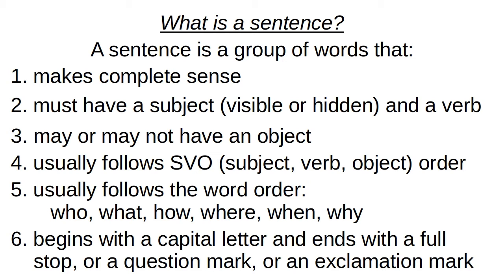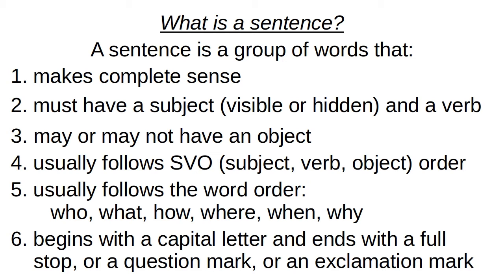The subject can be hidden or it can be visible. And it must make complete sense. The sentence must make complete sense. It may or may not have an object. And the order that it follows is usually subject, verb, object. Subject comes first, then comes verb, and then comes the object. Logically, the word order: who is the subject, what is the verb and the object, how is the manner, where is the place, when is the time, and why is the reason or the purpose.